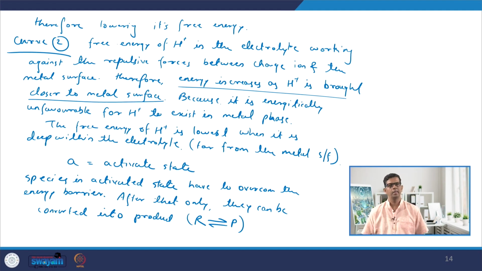Not all these species can achieve this activated state. So those who achieve it can be converted into product species, and that is one of the reasons why the reaction rate is finite, and that is one of the reasons we get very limited or finite current in the case of fuel cells. So we will stop here and we will look more into this reaction kinetics in the upcoming classes. Thank you.